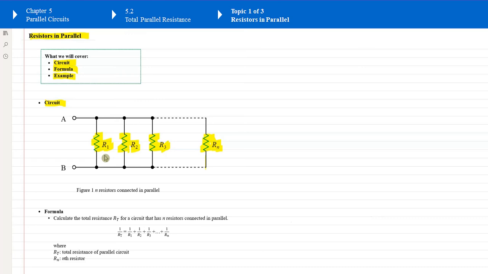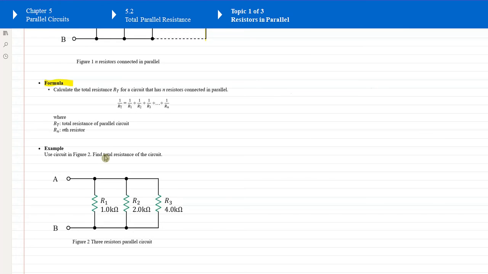Let's look at the formula here. This is the formula to find the total resistance of n resistors that connect in parallel. The total resistance is called RT. So this formula is 1 over the total resistance RT equals 1 over R1 plus 1 over R2 plus 1 over R3 plus all the way to 1 over Rn. I put the proof of this formula in another video. If you're interested, you can take a look at the other video. For this class, we just need to know how to apply the formula to find the total resistance for an n parallel resistor circuit. So let's use this example to see how to apply this formula.